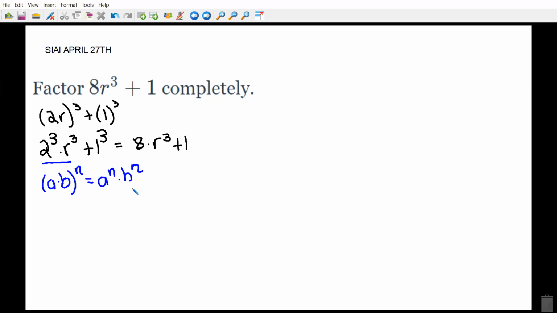Now, according to this, there was a formula that said a to the third plus b to the third was going to be a plus b times a squared minus ab plus b squared. Yes?